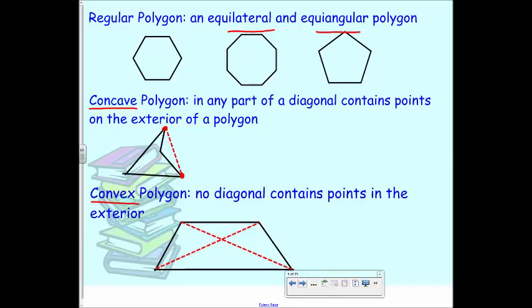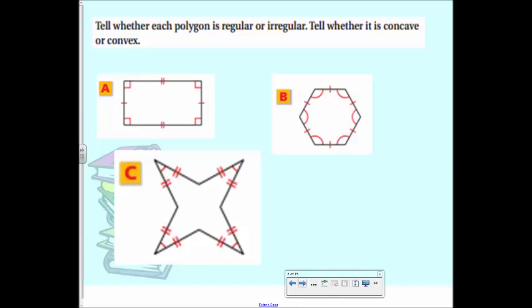Is this regular? No, it's not regular. How do you know that? Yeah, the sides aren't all equal. All right, so it's not a regular polygon. Okay, so A. Is A regular or irregular? Irregular. Why? Because not all the sides are equal. It's an irregular what? Rectangle, which more generally is a quadrilateral. Good. Is it concave or convex? Convex. Why is it convex?